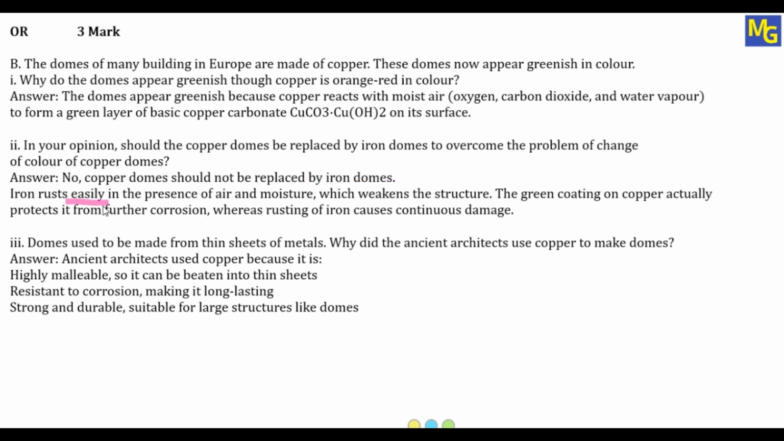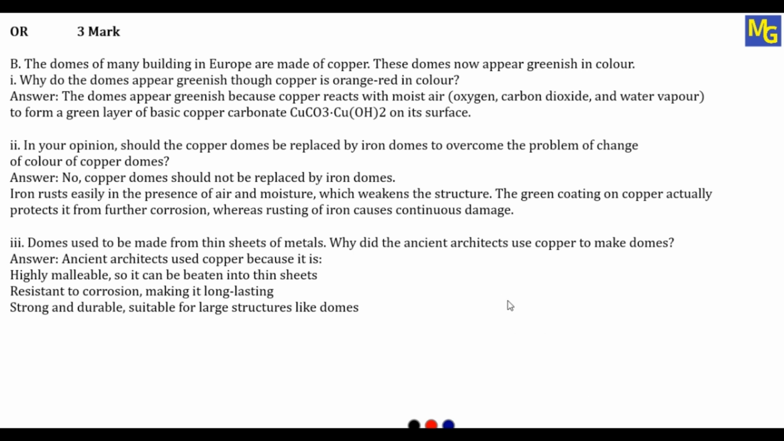Iron rusts easily. If you compare the corrosion of copper and iron, iron is very much reactive towards moisture and air. The rate of corrosion in case of iron is very high, and it rusts easily in presence of air and moisture, which weakens the structure. The structure of the dome gets weakened. The green coating of copper actually protects it from further corrosion, whereas rusting of iron causes continuous damage. This is a very important sentence you have to remember.